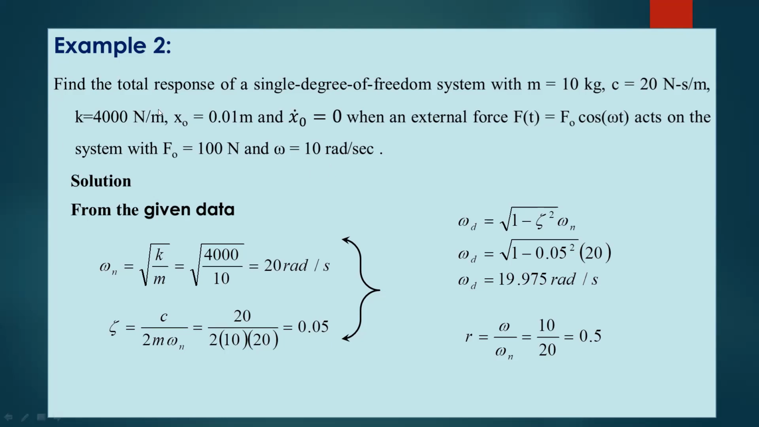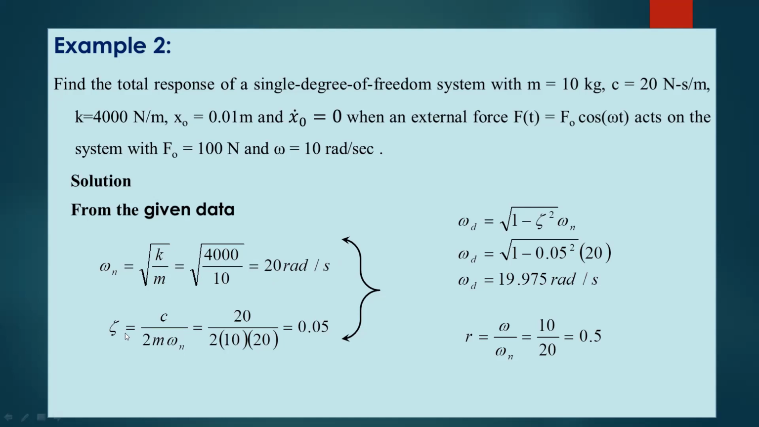So this is the second example. This is a harmonically excited system with the harmonic force F naught cos omega t. F naught is given as 100 and omega is 10 rad per second. So immediately we can find omega n. Omega n is equal to the square root of K over M. K is given, mass is given, so it is 20 rad per second.